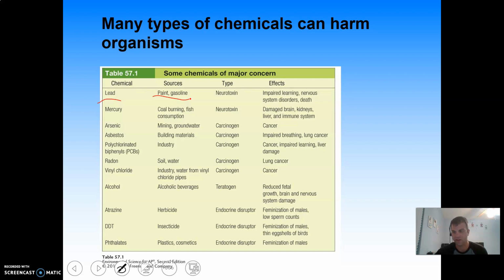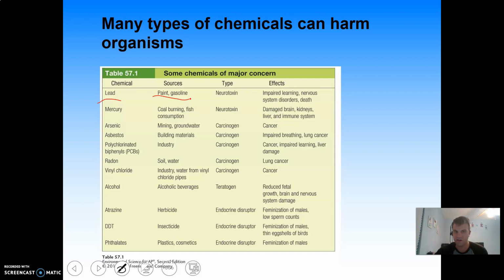Mercury. Mercury is found in coal. We do try to remove it from coal now. And it also bioaccumulates in fish. So fish consumption can lead to mercury poisoning, which is a neurotoxin and can damage the brain, kidneys, liver, and immune system. Arsenic is a big one.